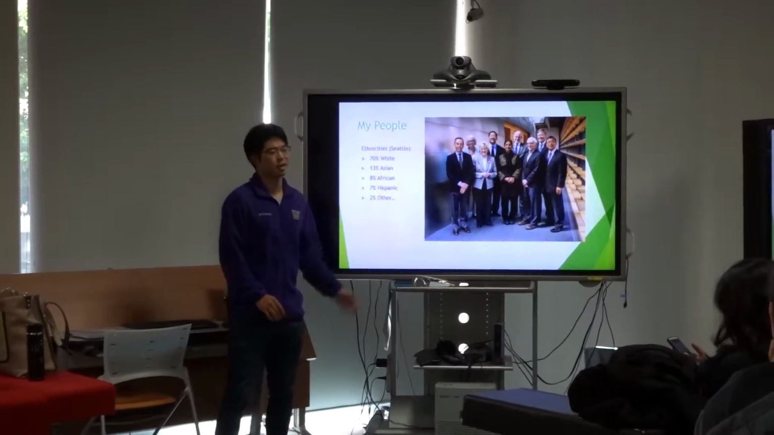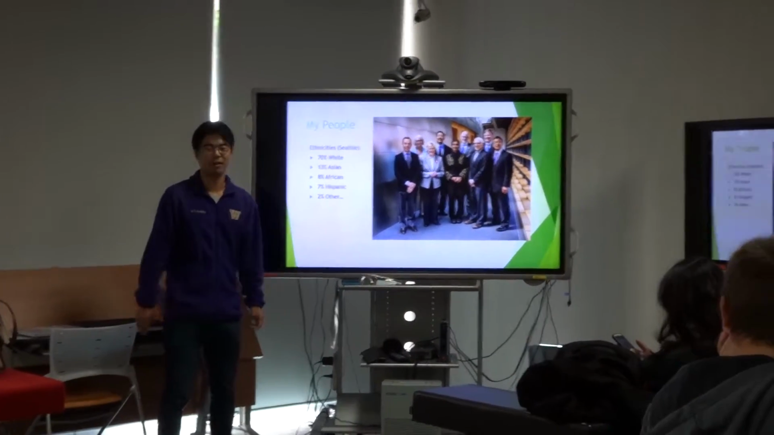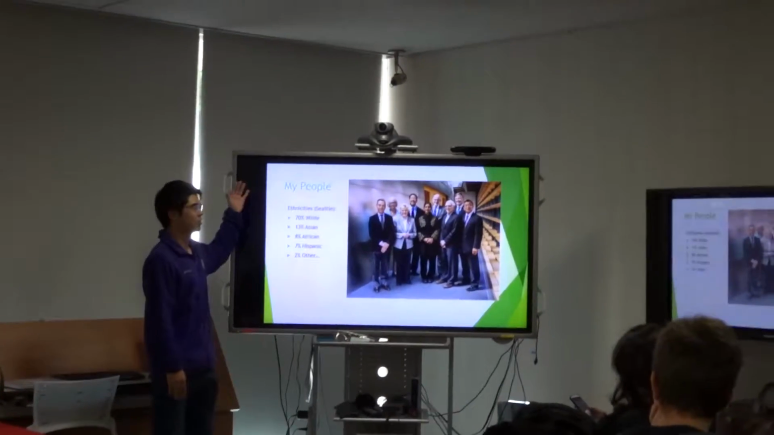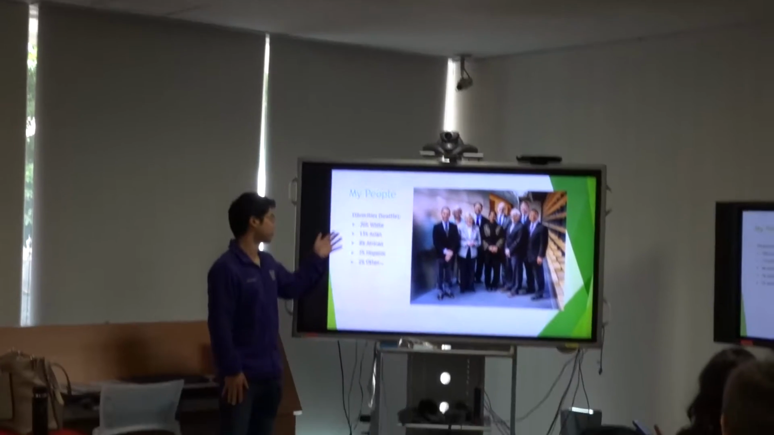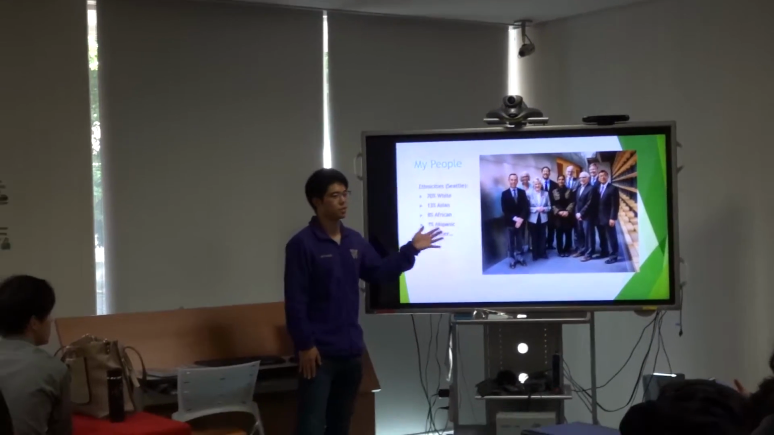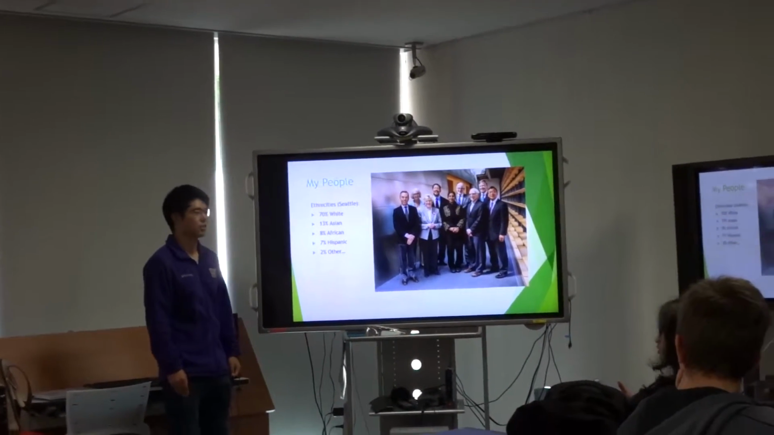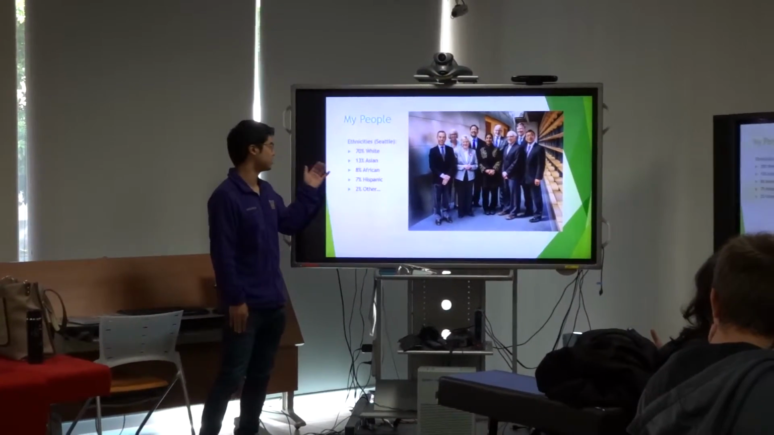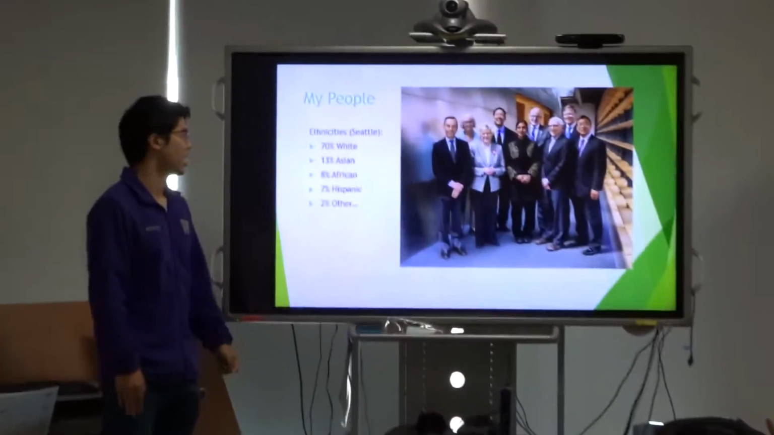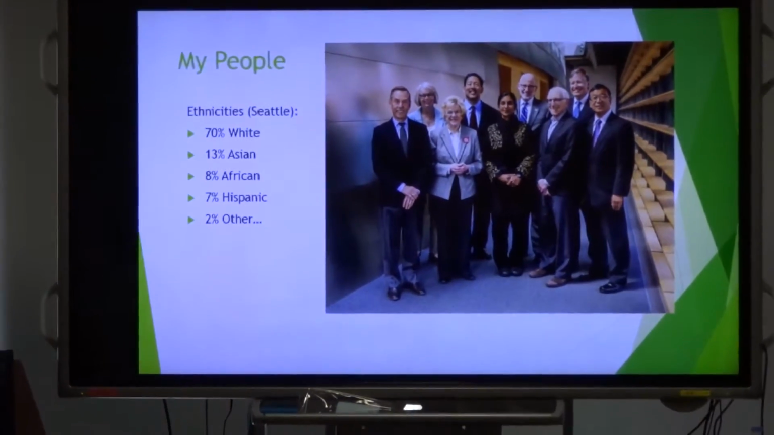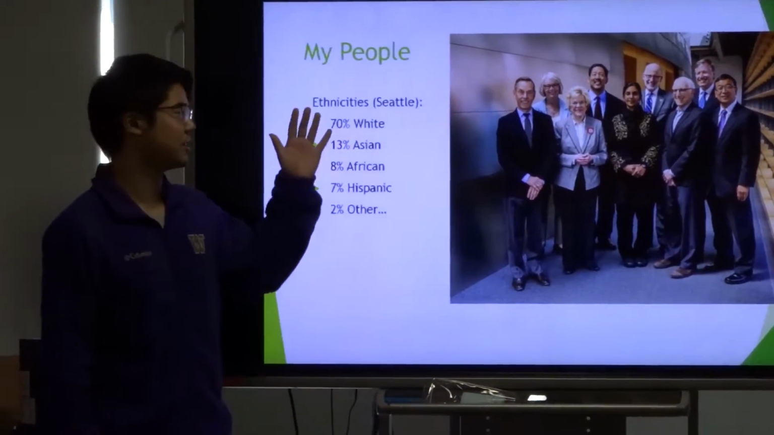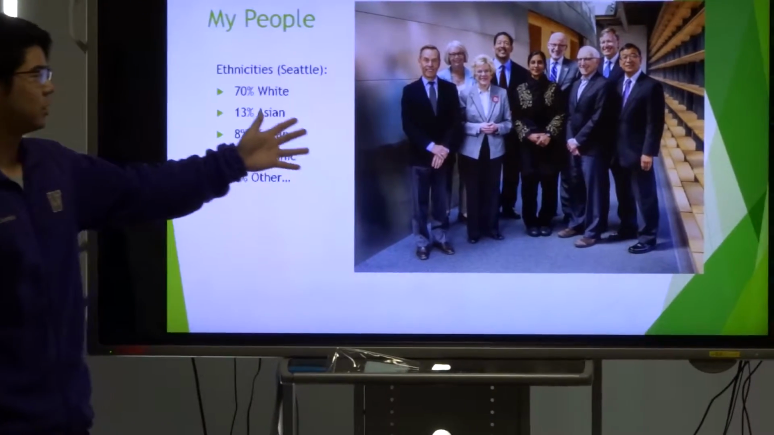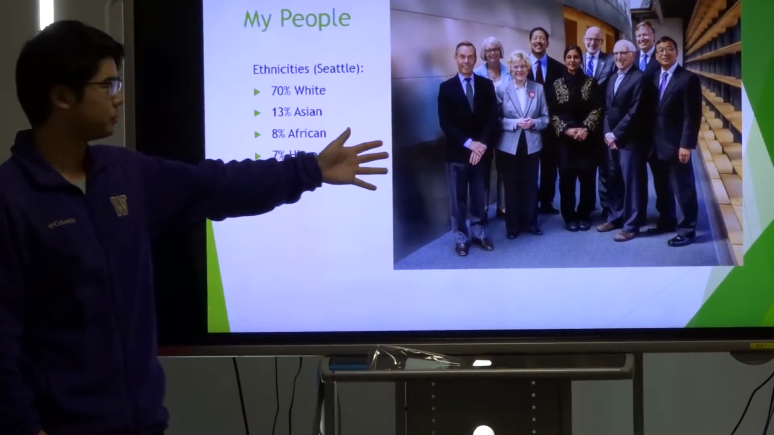So this brings me to my next topic, which is my people. As you can see here, Seattle is really diverse. We have 13% Asian population, which is, I think, very high in the United States, and 8% African American, and 7% Hispanic. So as you can see, it's very diverse. And this is exemplified in the Seattle City Council. These people are the leaders of Seattle.